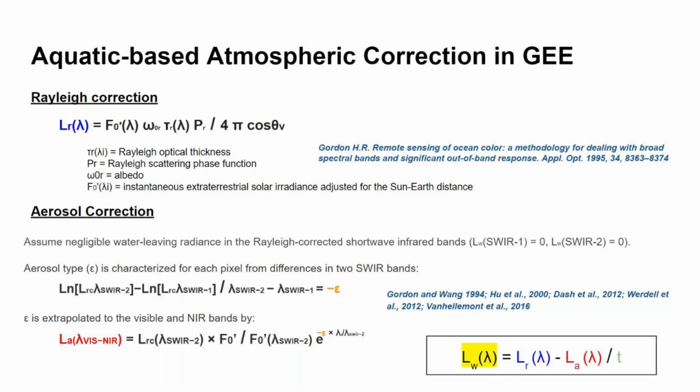On the bottom right there is what we're after in its simplest form, where the water-leaving radiance is the Rayleigh-corrected radiance, or the contributions from the Rayleigh, minus the contributions from aerosol, divided by the diffuse transmittance.